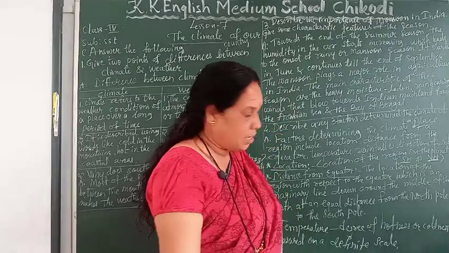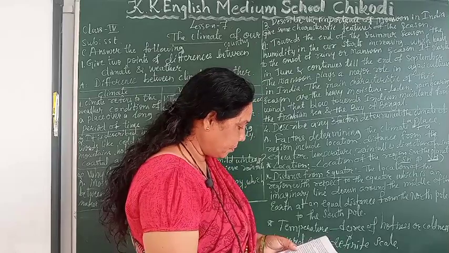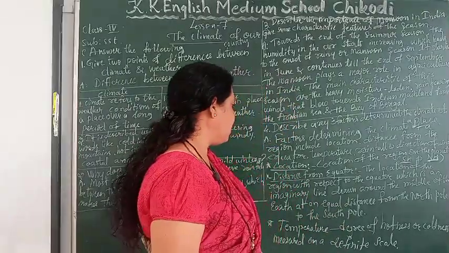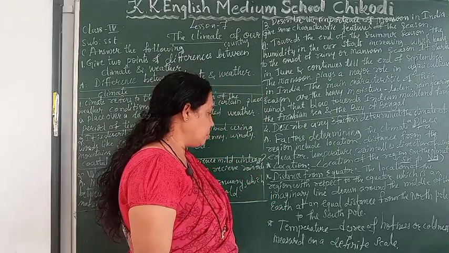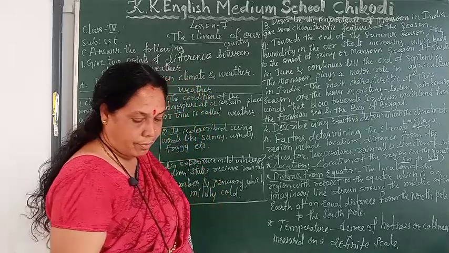Okay, so these are the question answers. The equator is drawn around the middle of the earth at an equal distance from the north pole to the south pole. About the temperature, degree of hotness or coldness measured on a definite scale.